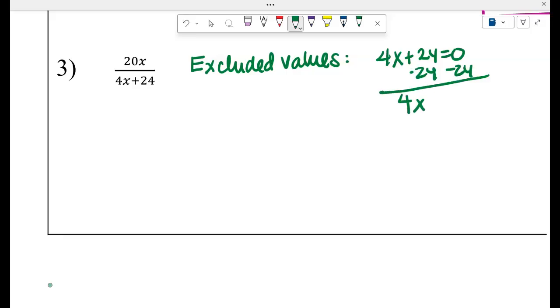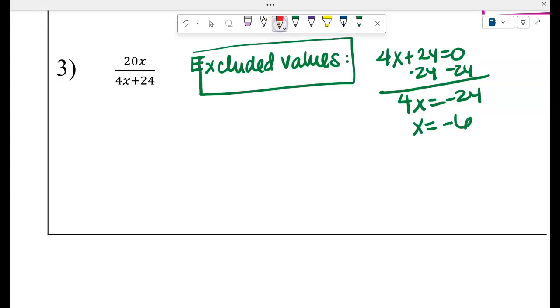Then we have 4x equals negative 24. Divide both sides by 4. X comes out to be negative 6. But remember, when we write excluded value, we write not equal. So x cannot equal negative 6 because negative 6 will make your denominator 0 and we can't have it. So we have to get rid of it. All right, so let's try to simplify this.